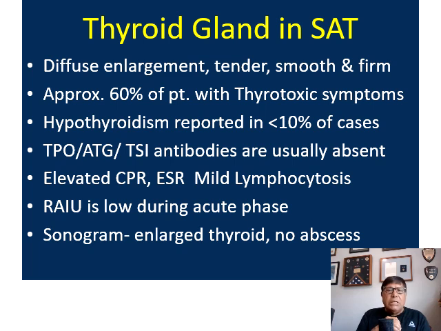Mildly elevated CRP and ESR with mild lymphocytosis or monocytosis may be noted. And if one proceeds with radioactive iodine uptake, it will be low during the acute phase, exactly the same thing that happens in the toxic phase of Hashimoto's. The sonogram shows an enlarged thyroid but no abscess, and it is a diffuse enlargement of the thyroid gland. Both lobes are equally involved, so there is no particular area that is affected more than another.